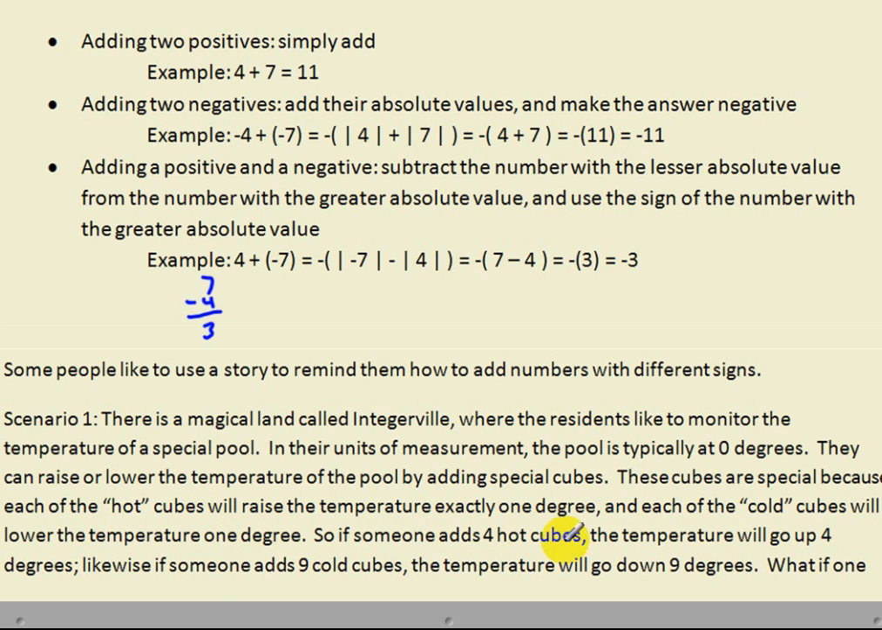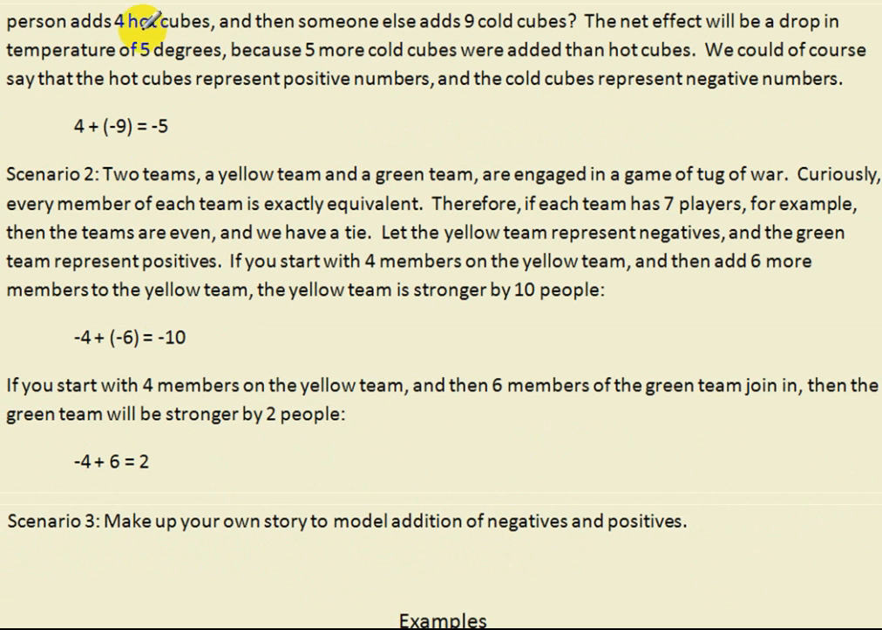So if someone adds 4 hot cubes, temperature goes up 4 degrees. And if someone adds 9 cold cubes, the temperature will go down 9 degrees. So what if one person adds 4 hot cubes, but then somebody else comes along and adds 9 cold cubes? Well, the net effect will be a drop in temperature of 5 degrees. 5 more cold cubes were added than hot cubes. So if you want to think of it, the 4 hot cubes that were added were canceled out by 4 of the 9 cold cubes.